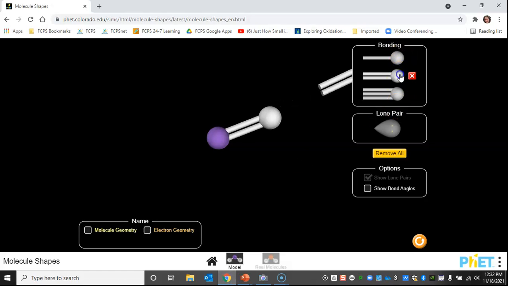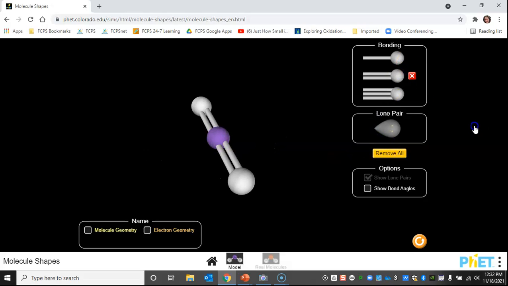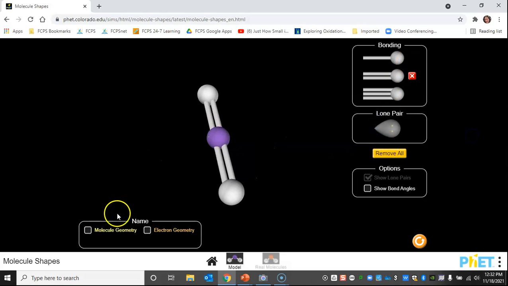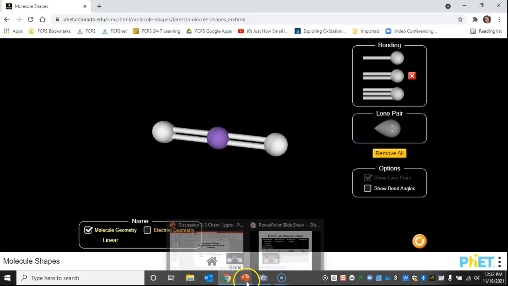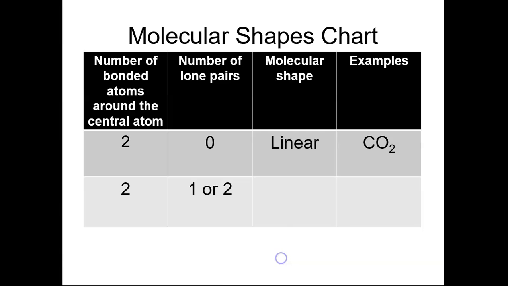So when I have two bonded atoms and no lone pairs, the shape looks something like this. So let's take CO2 as an example. So there's two double bonded atoms and no lone pairs. So you notice that's a line, so we call it linear. And that simulation is really nice because you can just click the box and it tells you the molecule geometry, and you can spin it around and it's kind of fun. All right, so if there are two bonded groups and no lone pairs, it's linear.